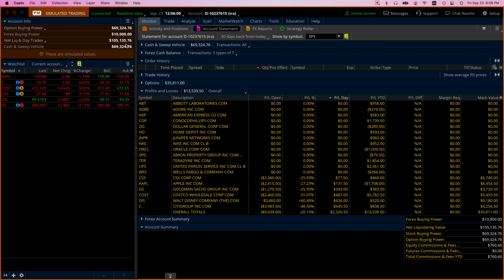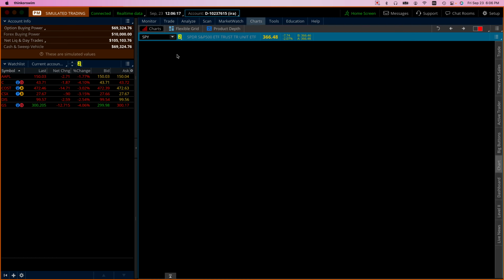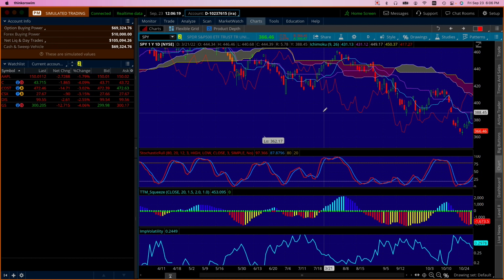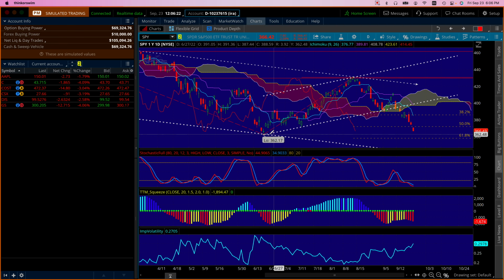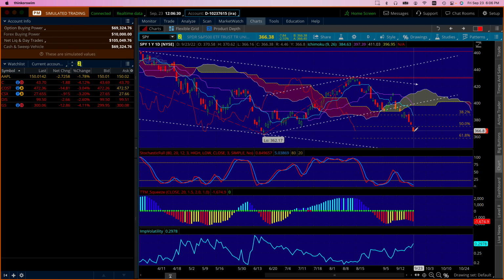Okay, so right now the market is tanking, we need to evaluate our situation here. First of all, let's take a look at the chart of the VIX. The SPY obviously is hitting new lows. As you can see, the previous low here is 362. And I think we might go all the way there.